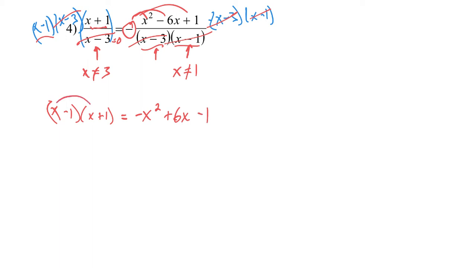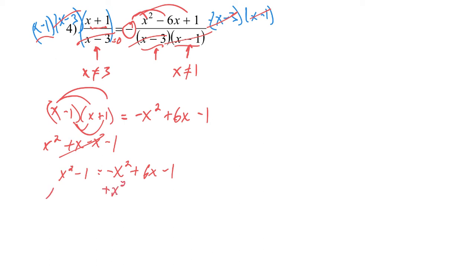Now I need to distribute over here. So I've got x squared plus x, and then minus x, and then a minus 1. So those cancel each other out. So I have x squared minus 1 equals negative x squared plus 6x minus 1. Now what I would recommend is keeping your x squares positive. So even though it means moving more pieces, I would add the x squared over here. And what we're going to have, 2x squared minus 1 equals 6x minus 1.